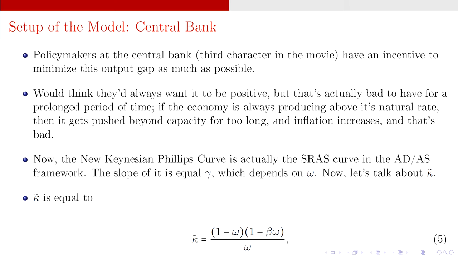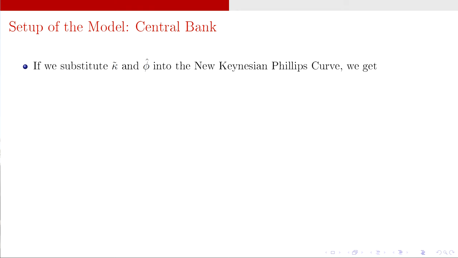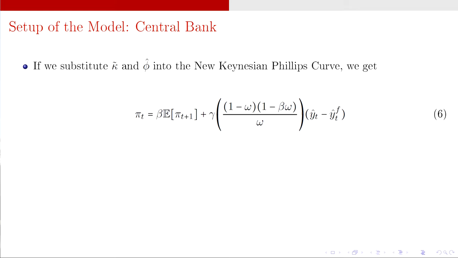But we multiply that by 1 minus beta times omega, and beta here is that discount factor. Right, so this kind of has to do with personal preferences on when to consume or save, right? Do they want to consume more now? Do they want to save more now? How patient are they, right? So we're factoring in households' patience when it comes to what this kappa tilde is equal to. So if I substitute the kappa tilde and theta hat into the new Keynesian-Phillips curve, we get this stuff here.